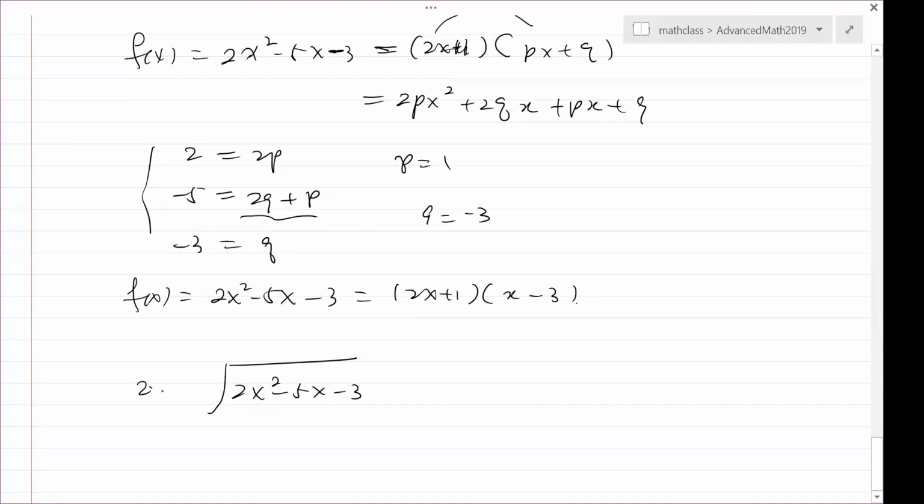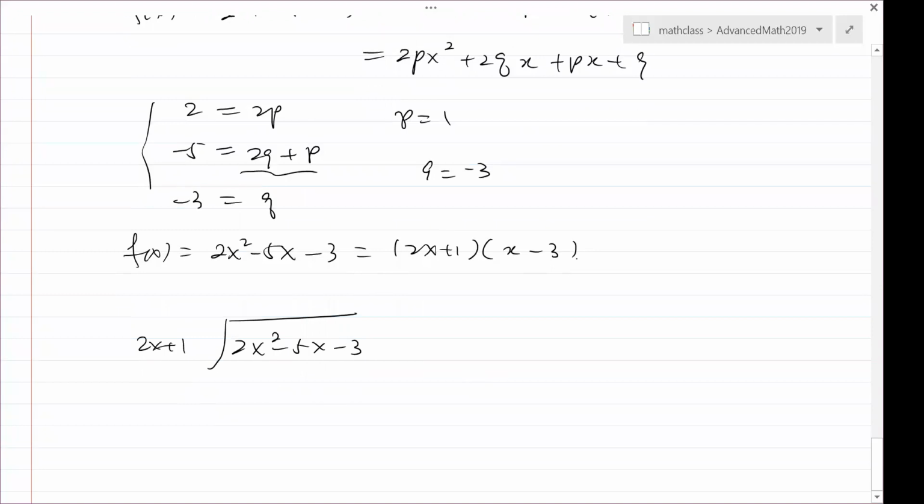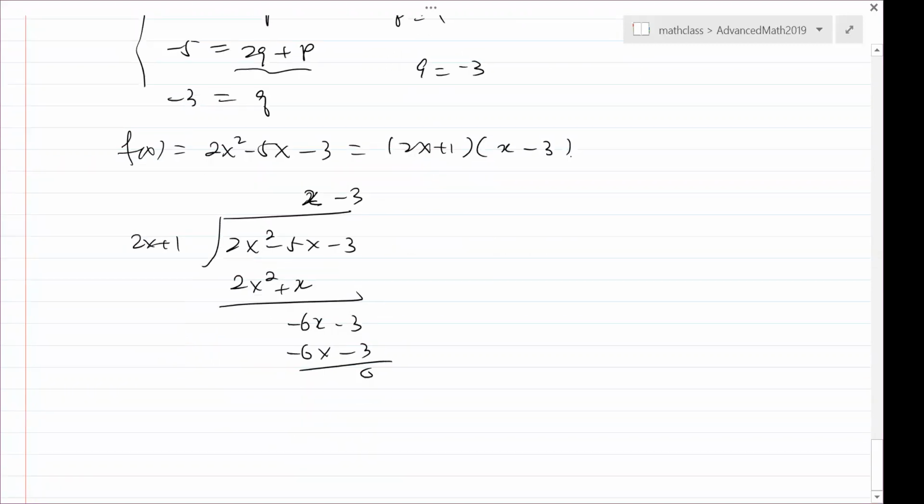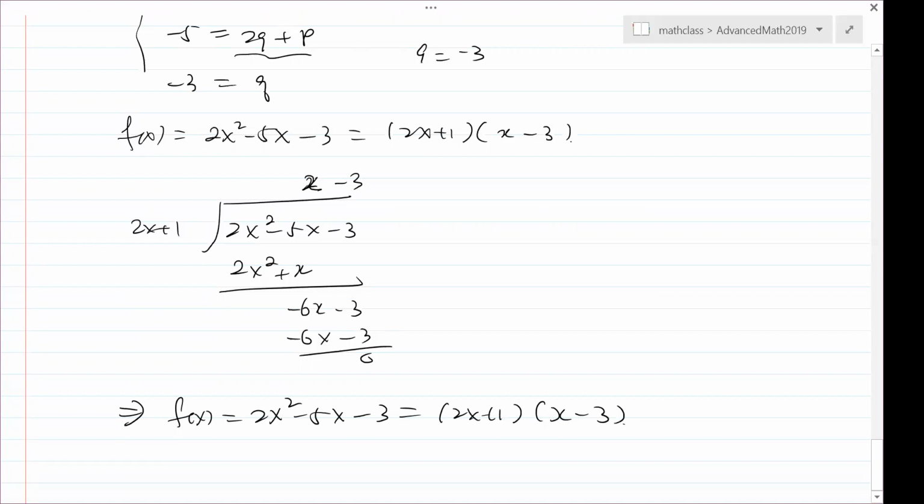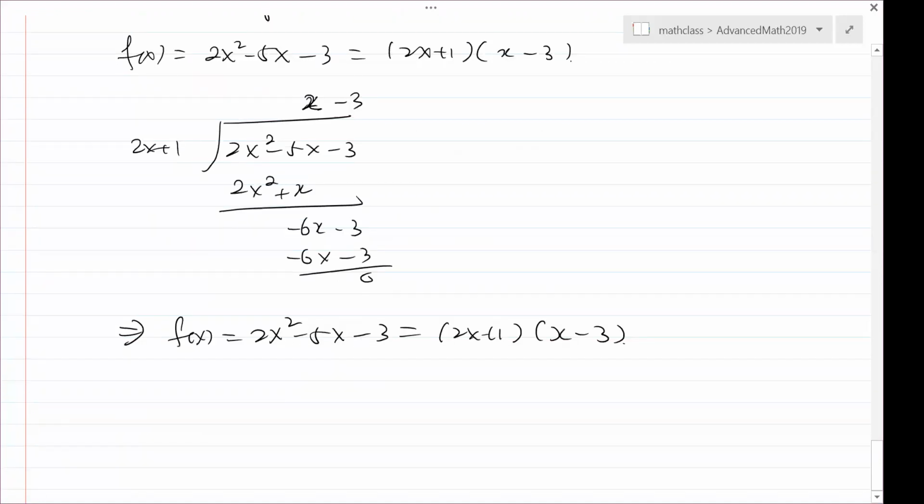You have to prove that this quadratic function is divisible by 2x plus 1. Now let's see what kind of remainder we get when you divide. So you get 2x squared, 2x times x squared plus x, then do subtraction, -6x minus 3. I think -3x minus 3, so the remainder is 0. Okay, so that means f of x, 2x squared minus 5x minus 3 is going to be 2x plus 1 times x minus 3. Okay, this is another way to get all the factors.